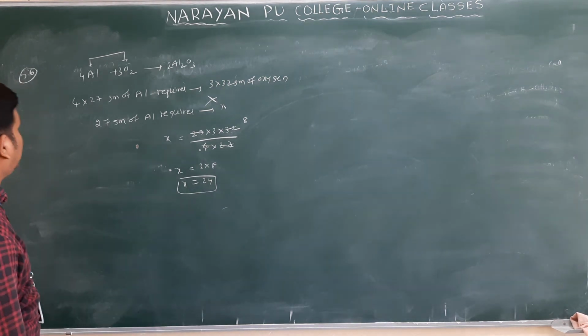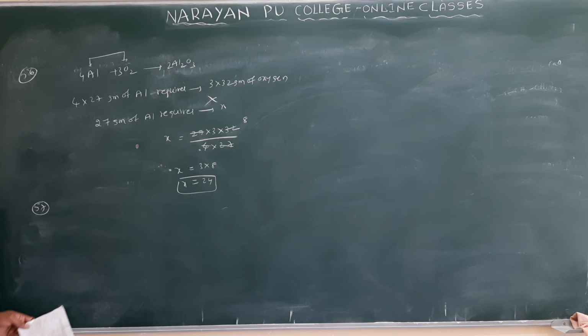Okay. What is your answer? Your option is 1 only. Now we can see question number 57 only.